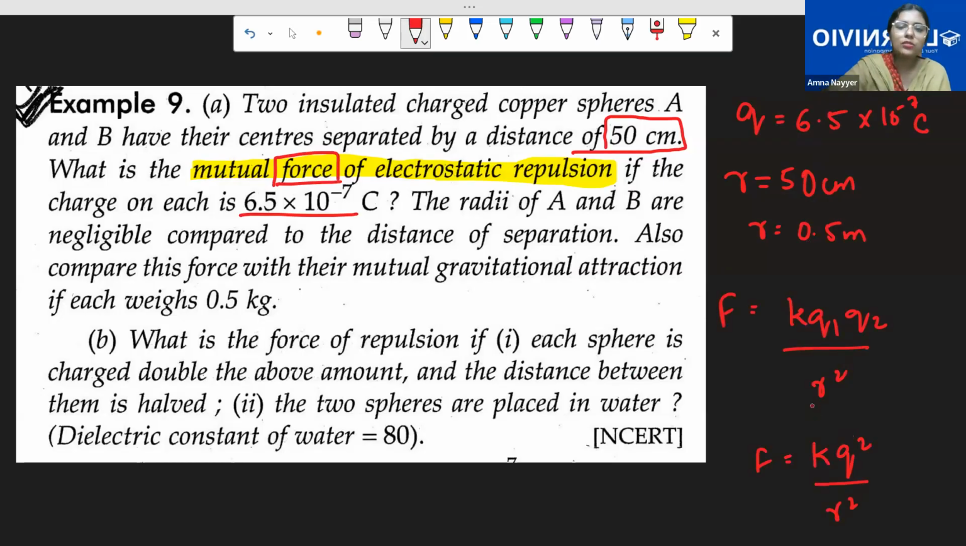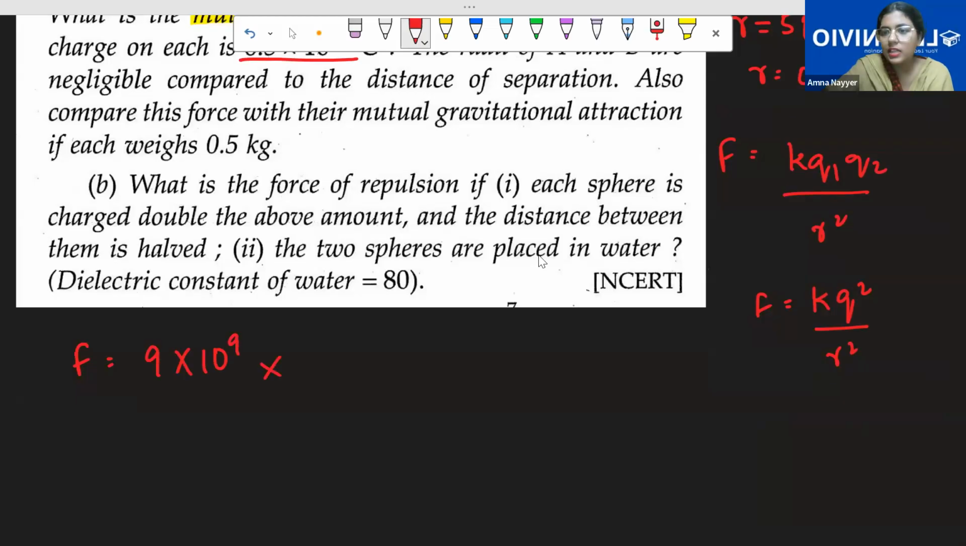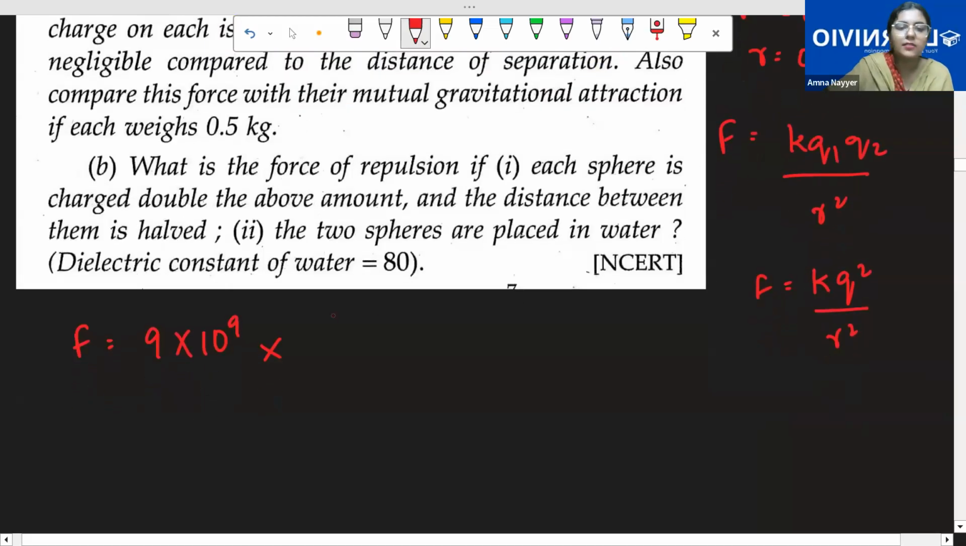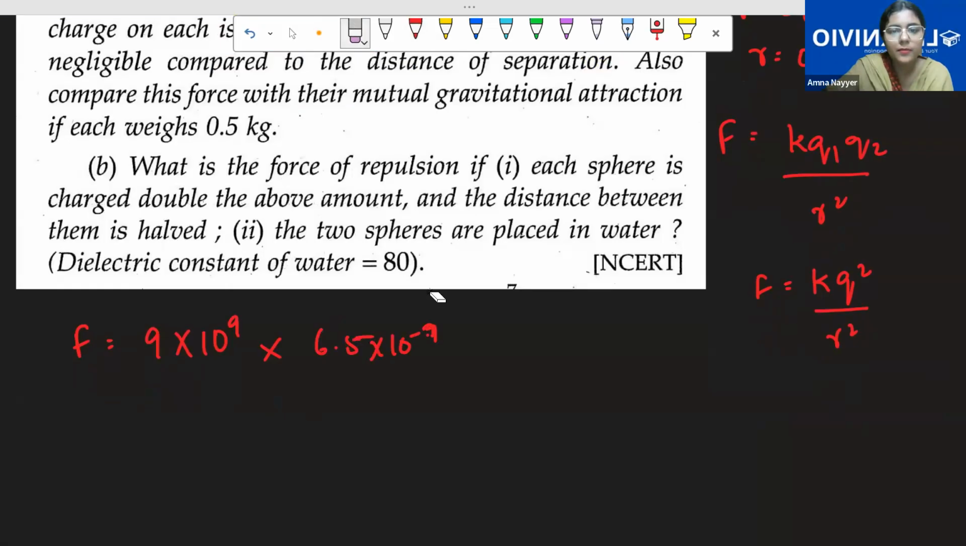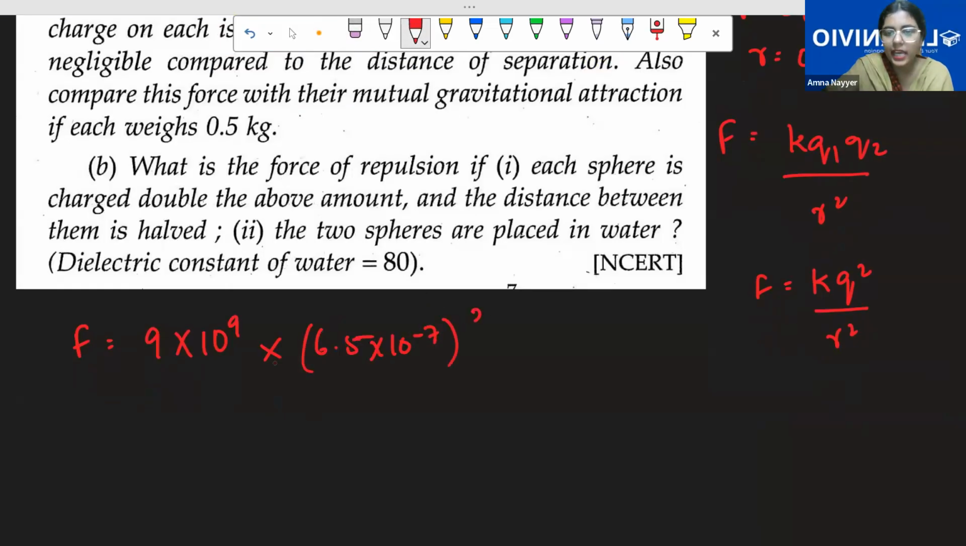Okay, that is the force. Now, this value you all can put. I'm just writing it here. F is equal to K is 9 into 10 to the power 9. Charge given is how much? 6.5 into 10 to the power minus 7, whole square. So KQ square divided by R square, that is 0.5 whole square. This much of Newton will give you the electrostatic force.